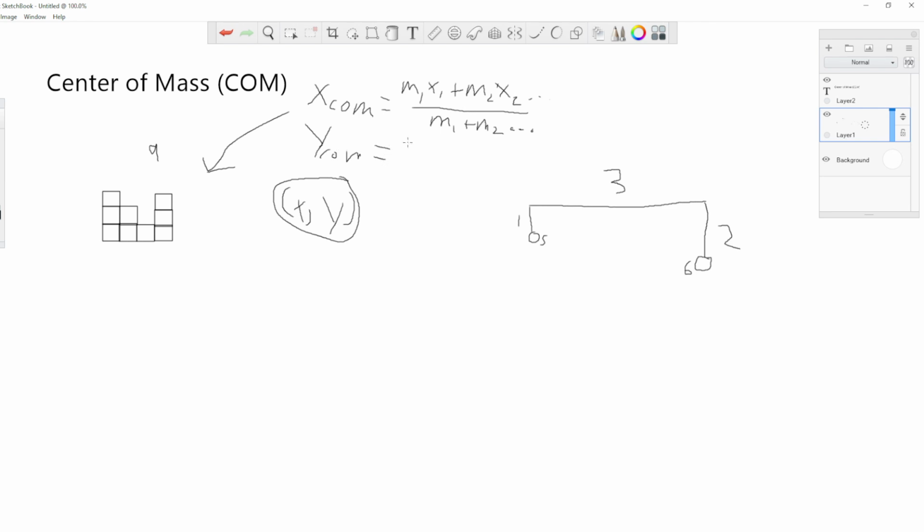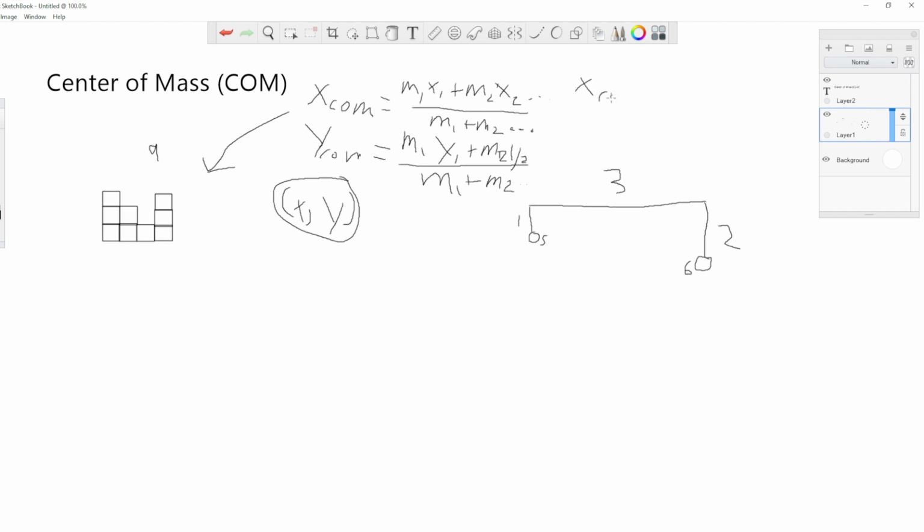Your y center of mass is pretty much the same thing. The mass doesn't really change, but you take its y position now. And you keep on doing that as many times as you need to, for as many objects as you have. And that's the equation for both of them.